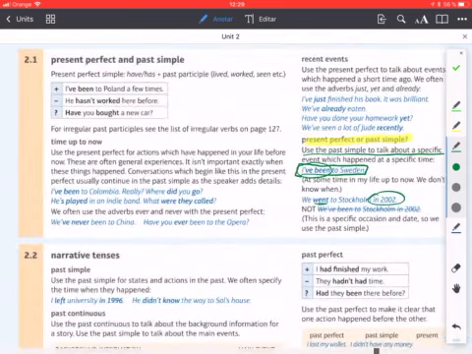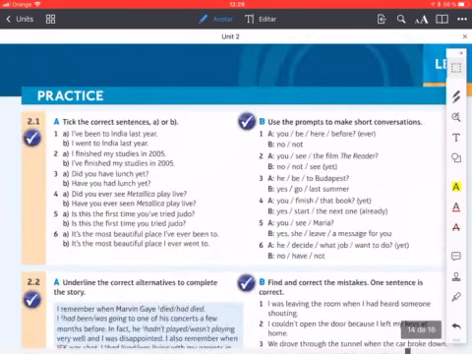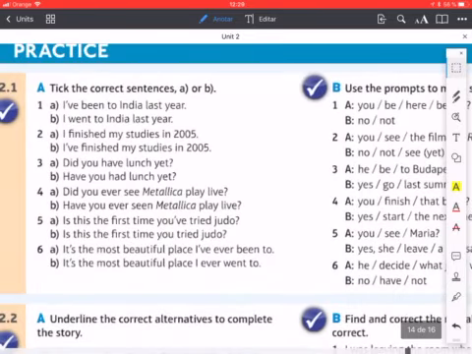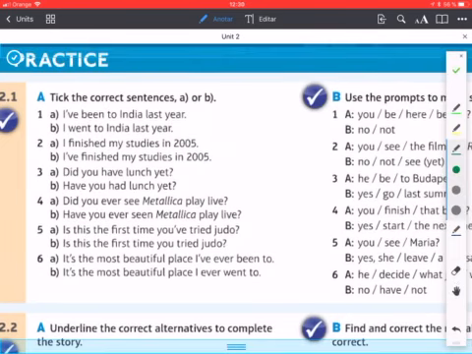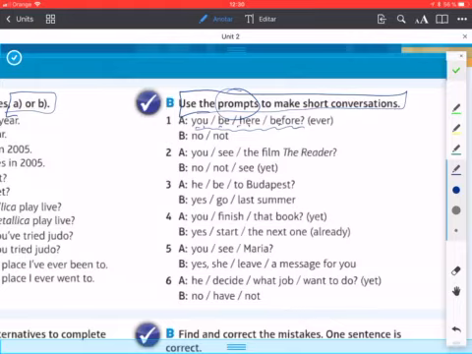Alright, so this is the explanation, and on the next page you've got two activities here. In one you have to select the correct sentence, whether it is A or B, and in the other one you need to use the prompts to make short conversations. Okay, the prompts, this is a prompt, okay? So you have the words and you need to put them together to form a sentence and complete. Okay, this is just to help you remember.